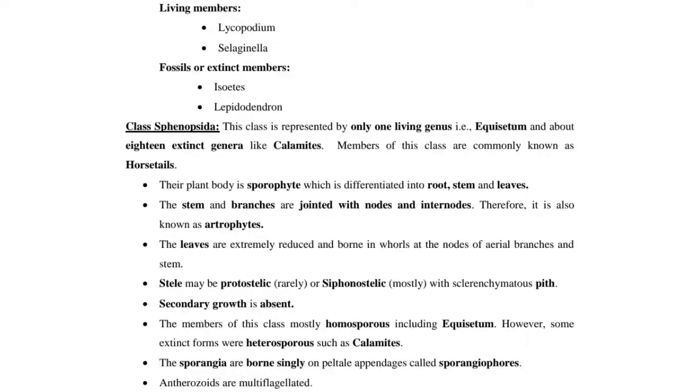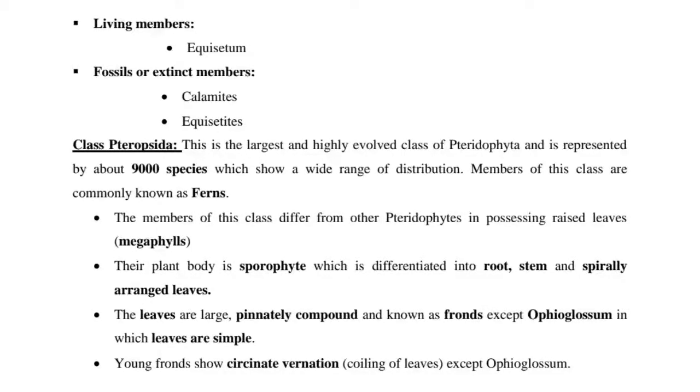The leaves are extremely reduced and borne in whorls at the nodes of aerial branches and stem. Stele may be protostelic, rarely, or siphonostelic, mostly, with sclerenchymatous pith. Secondary growth is absent. The members of this class are mostly homosporous, including Equisetum. However, some extinct forms were heterosporous, such as Calamites. The sporangia are borne singly on peltate appendages called sporangiophores. Antherozoids are multiflagellated. Living members: Equisetum. Fossils or extinct members: Calamites, Equisetites.